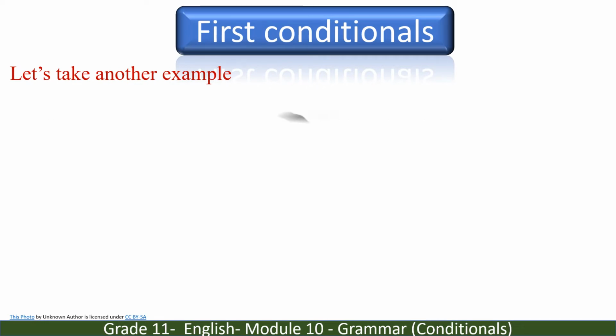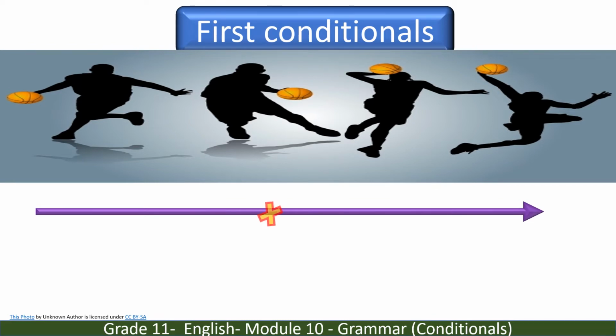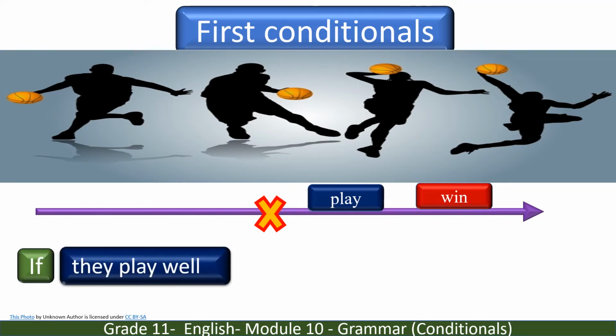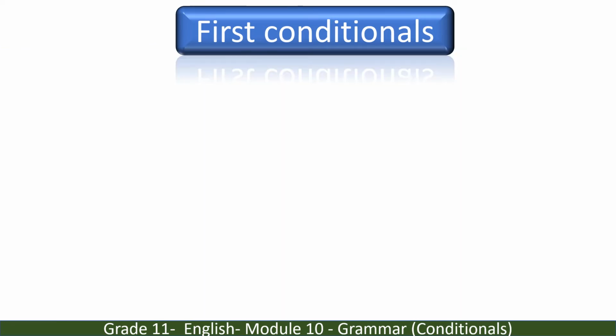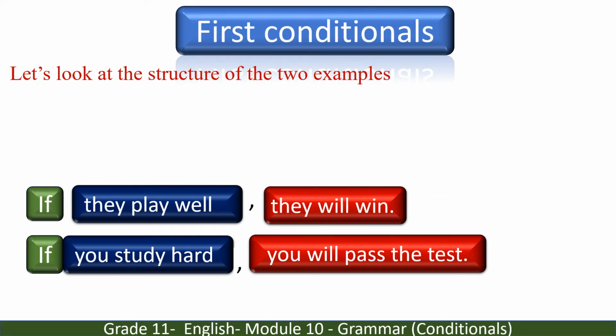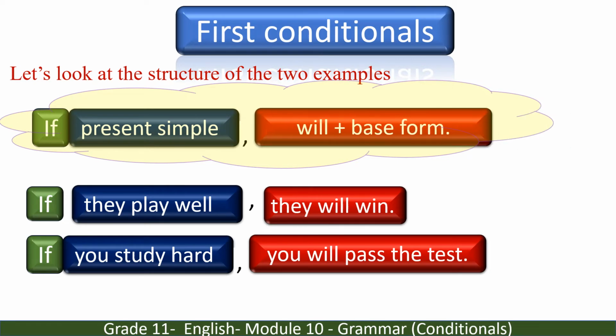Let's look at another example. Our handball team are playing a match at 5 p.m. Now it's 4 p.m. So the match hasn't started yet. So they will play and they will hopefully win. So I say, if the team play well, they will win. Now let's look at the structure of these two examples here. Can you now tell what the structure of a first conditional sentence is? Exactly. It's if followed by present simple, then will and base form.